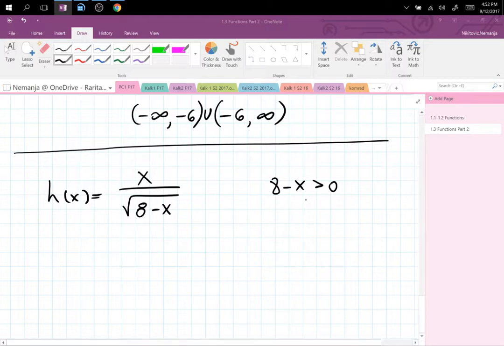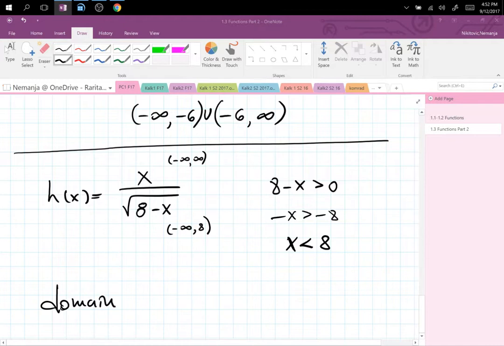So now I have negative x larger than negative 8, and then multiplying both sides by negative 1, x smaller than 8. So now we have negative infinity to positive infinity on top, and we have negative infinity to 8, not included, on the bottom. What is the overall domain? The overall domain is the one that is more restrictive, which in this case is the one in the denominator, from negative infinity to 8.